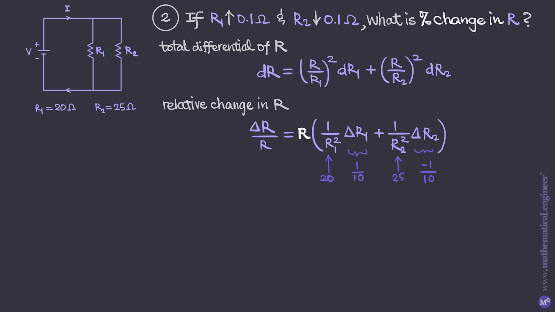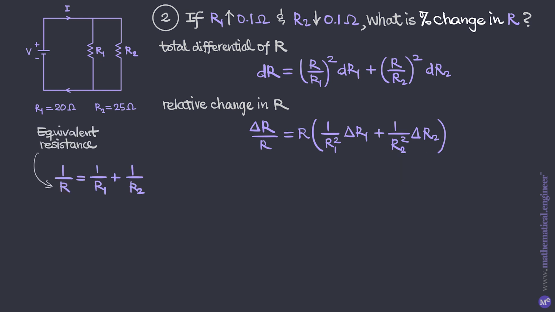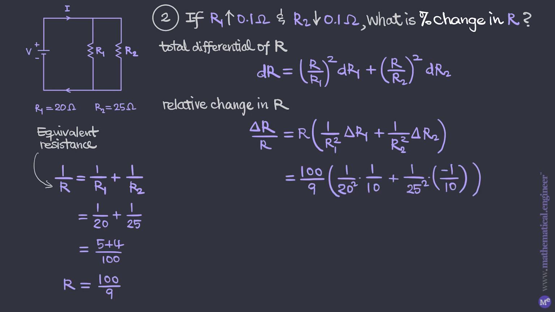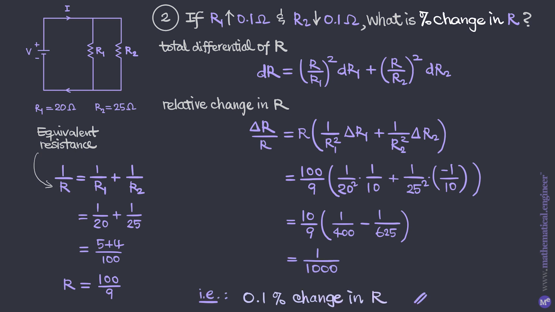Look at the right-hand side. We have the numerical values for all pieces except R. So let's compute it. Plug in the values of R1 and R2. R is 100 over 9. Back to the approximation formula. So delta R over R is 1 over 1,000. That means there is a positive 0.1% deviation from the expected R value.